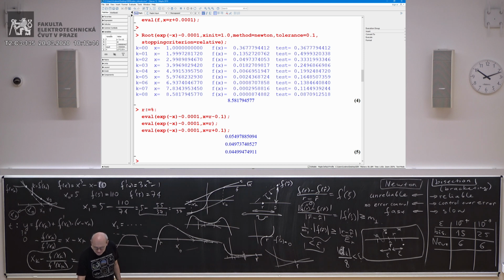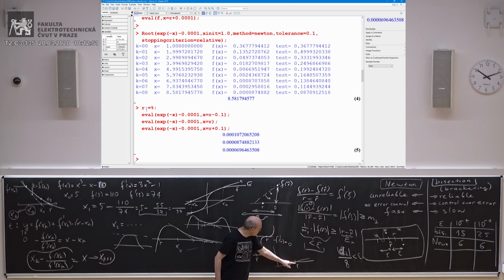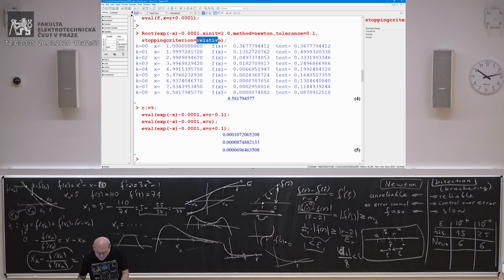Let's run my test again. I got 3 positive numbers, so I'm still here on the curve. I didn't get far enough. Now, what happens if I change this condition to absolute difference?